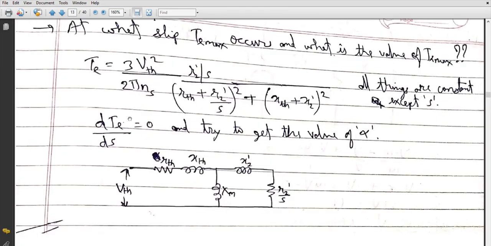We know that when you want to develop any torque, there are conditions for that. Suppose I need to develop the maximum torque. Whenever you need to find the maximum value, you need to differentiate it with respect to the changing parameter. This is the only changing parameter, the rest is constant. So we differentiate this torque with respect to s and put it to 0. Whatever value of s you get, you can substitute it in this expression to get the maximum torque. This is what we used to do in mathematics.